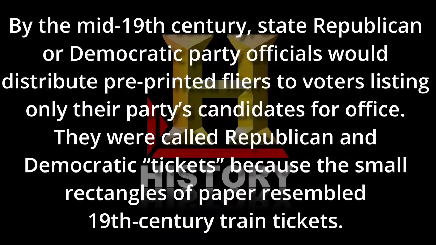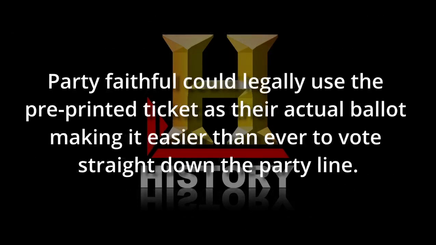It didn't take long for the political parties to find a way to take advantage of this method of voting. So by the mid-19th century, state Republican or Democratic Party officials would distribute pre-printed flyers to voters listing only the party's candidate for office. They were called Republican and Democratic tickets because the small rectangles of paper resembled 19th century train tickets. The party faithful could legally use the pre-printed ticket as their actual ballot, making it easier than ever to vote straight down the party line.